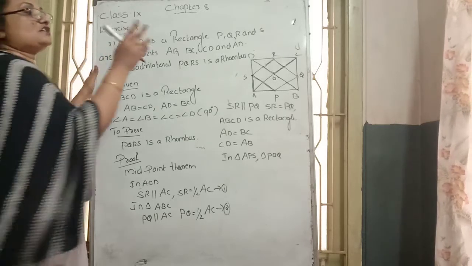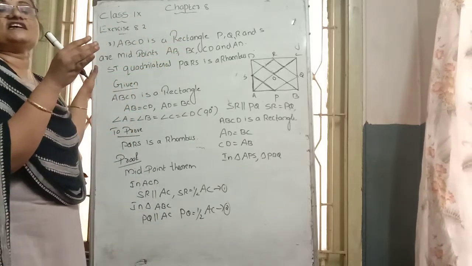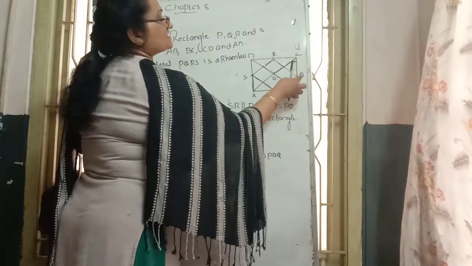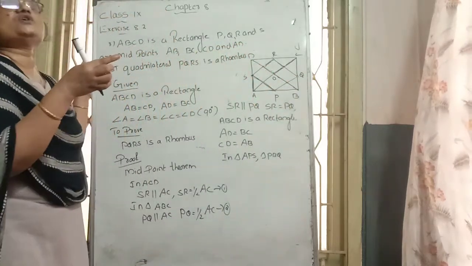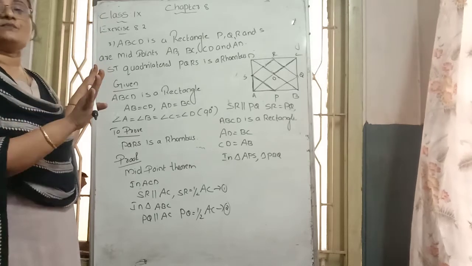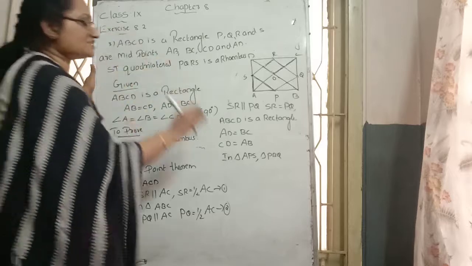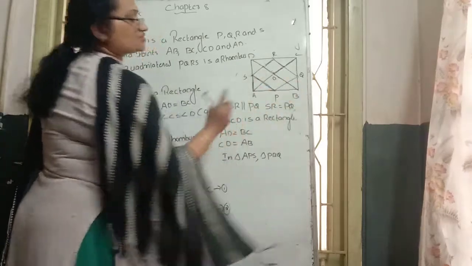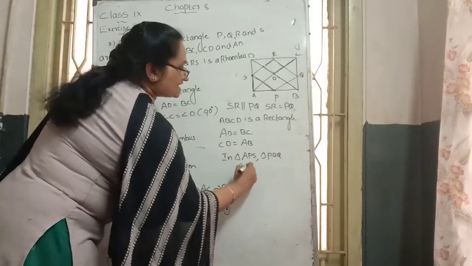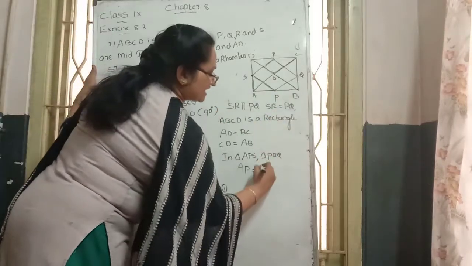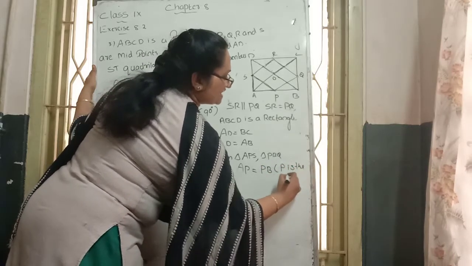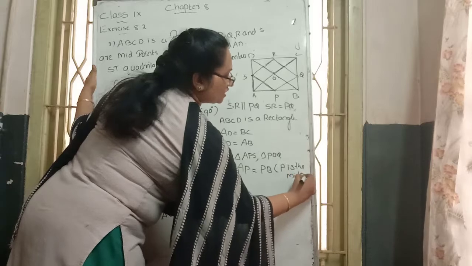Finally, joining these we get SP equal to PQ, equal to QR, equal to SR. All sides are equal, that's why PQRS is a rhombus. That is our aim, which is why we take the right and left small triangles one by one. Here AP is equal to PB. What is the reason? P is the midpoint, that is why they are equal.